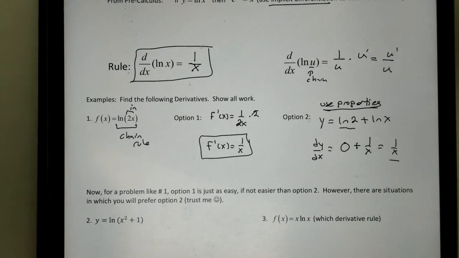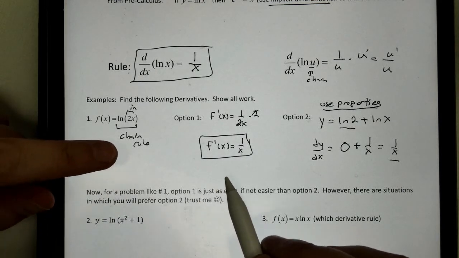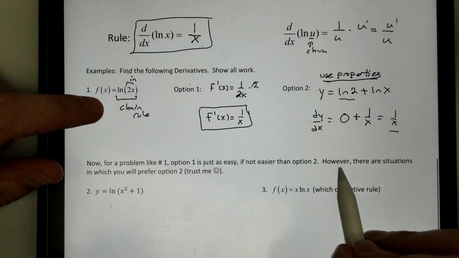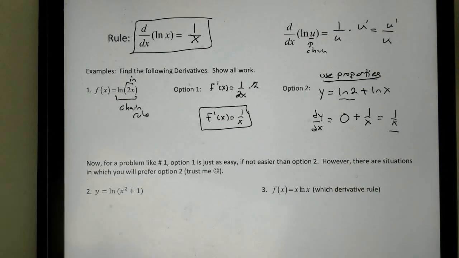And now, like I said, you might be thinking, okay, for number 1, option 1 is pretty easy, if not easier than option 2. However, there are going to be situations in which we are going to be wanting to use option 2. And we'll talk about those when we get there.